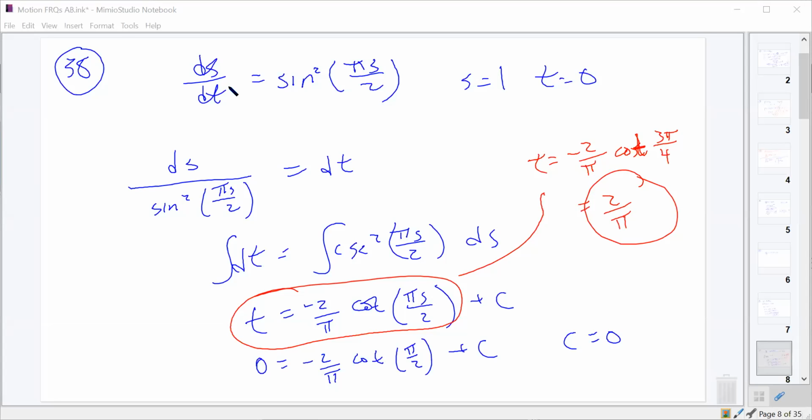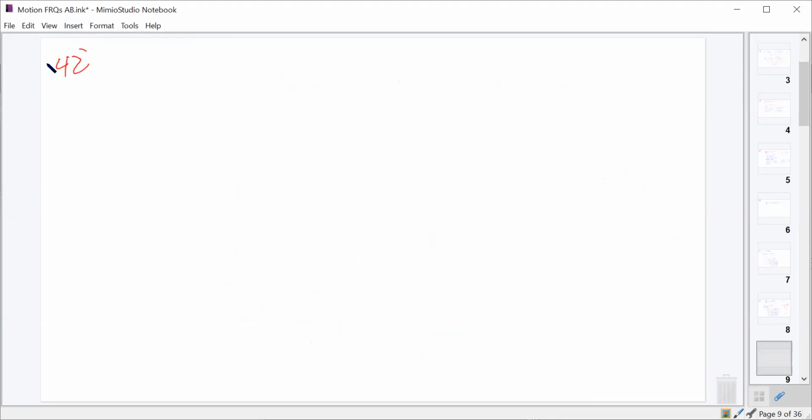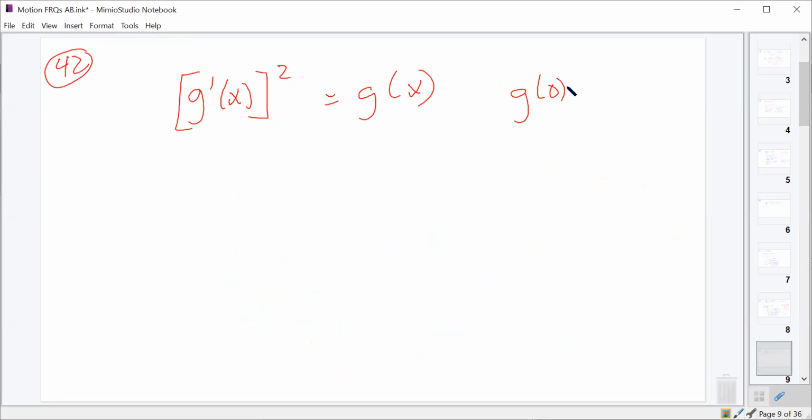Yep. Next up is 42. Let's see here. So 42 says we've got g prime of x squared equals g of x for all real x, and g of 0 is 0, and g of 4 is 4. We want to know what g of 1 is.